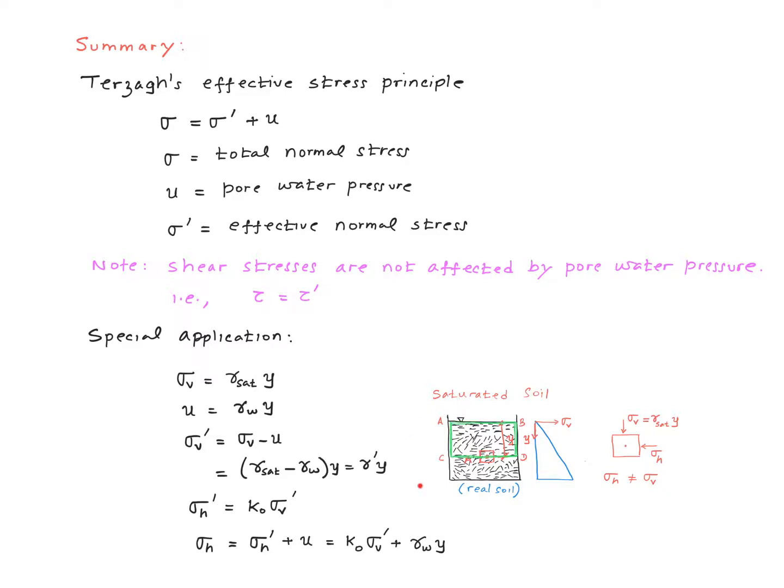In that video, we considered a container consisting of a homogeneous saturated soil. For this problem, sigma V was gamma sat multiplied by y, where y is the depth of the point at which we are trying to calculate the stresses. u is gamma w times y, and sigma V prime is sigma V minus u.